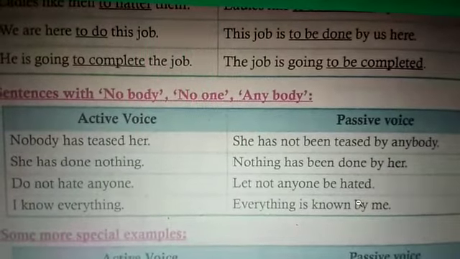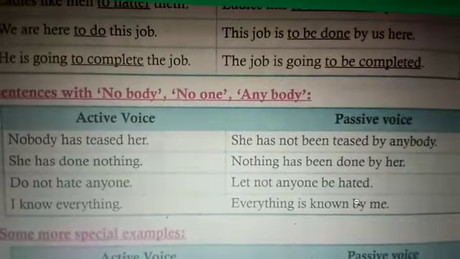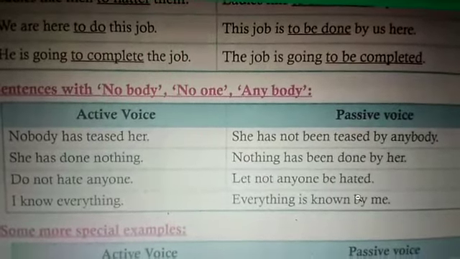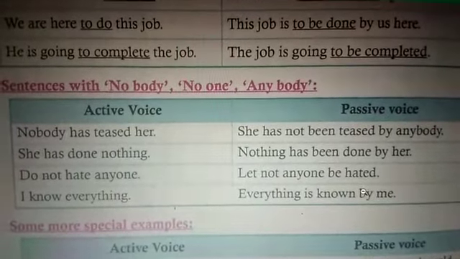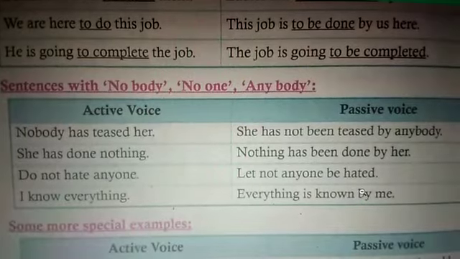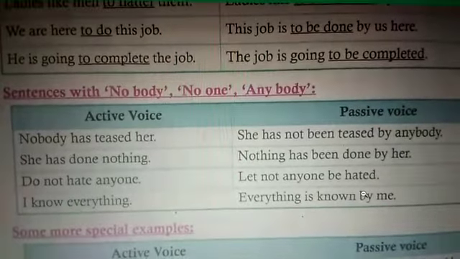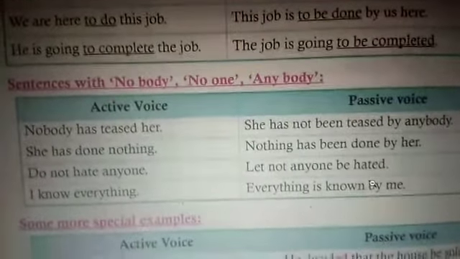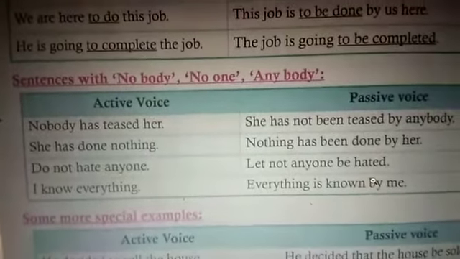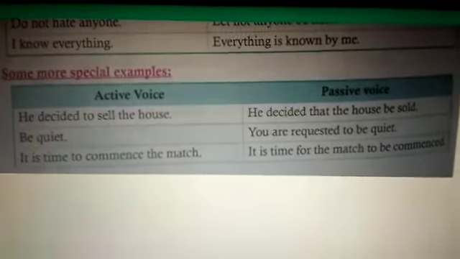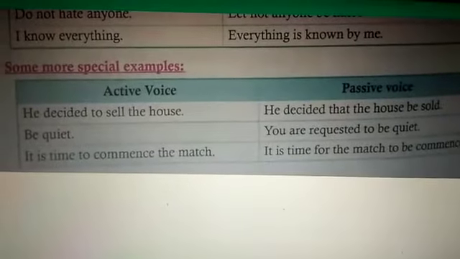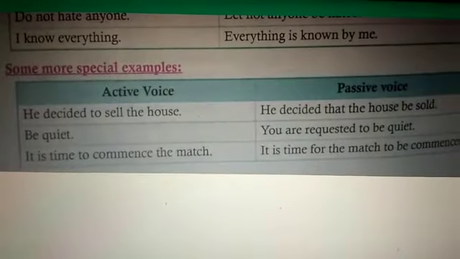She has done nothing. Nothing has been done by her. Do not hate anyone. Let not anyone be hated. I know everything. Everything is known by me. Already we have seen many examples. Anyway, for the final touches, we'll see this one.